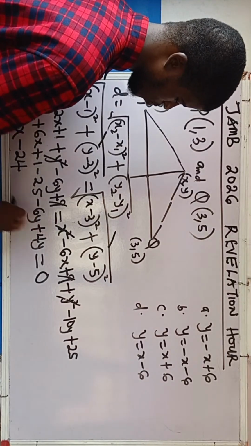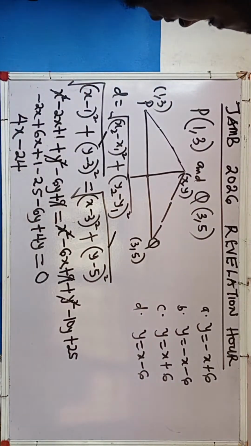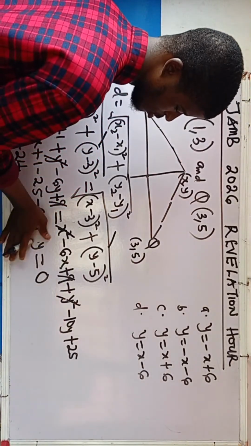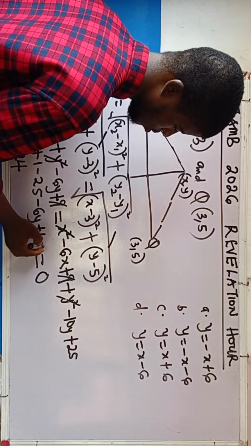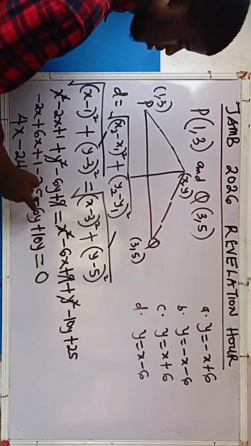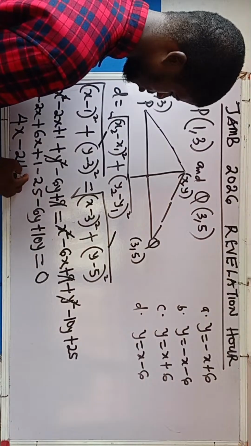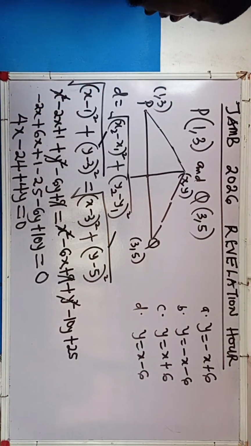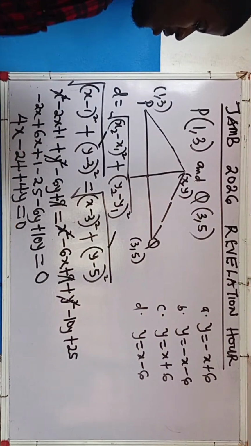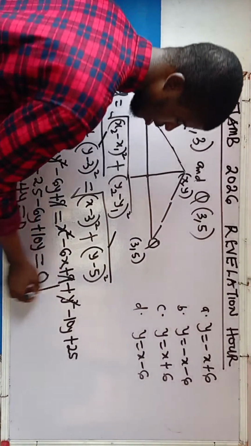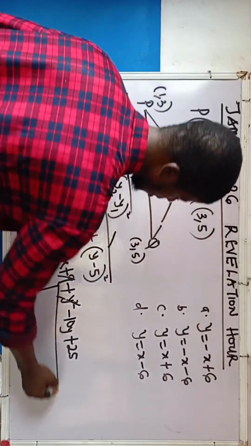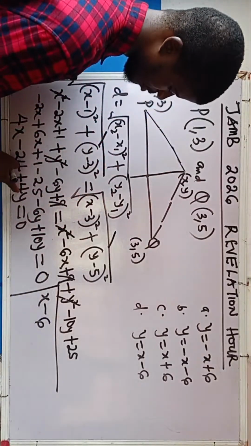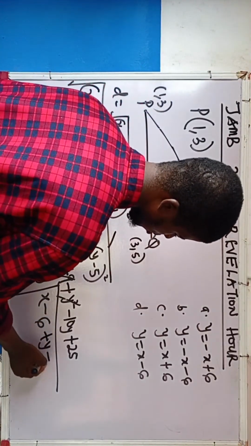Minus 6y plus... is it plus 4 I'm supposed to write? Sorry, this is minus 10y. So if it crosses, it turns to a plus 10y. So minus 6 plus 10 is 4. That's plus 4y equal to 0. If you observe, 4 is common to everything here. I can divide everything by 4. So if I divide this by 4, I'll have x. Divide this by 4, I'll have minus 6. Divide this by 4, I'll have plus 1y equals 0.